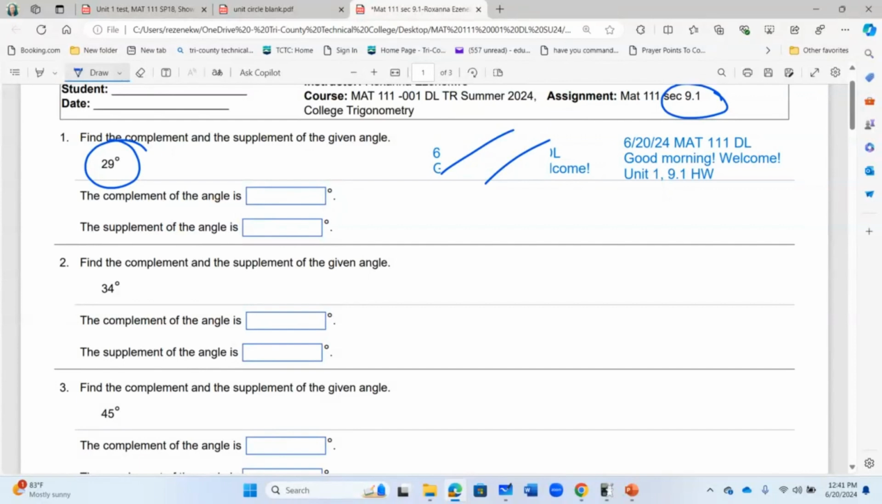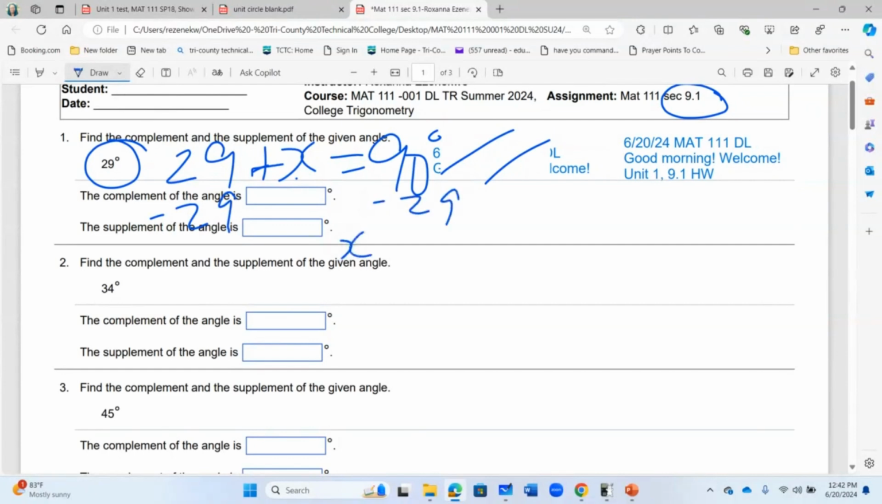Find the complement. In other words, 29 degrees plus an angle you don't know is equal to 90 degrees. The complement of an angle is another angle that adds up to it to get 90 degrees. And then you solve for x, minus 29 on both sides, and your answer will be the missing angle. You write it here.